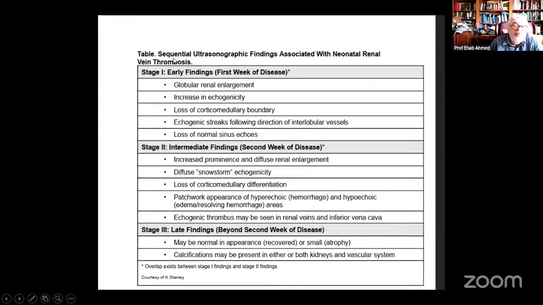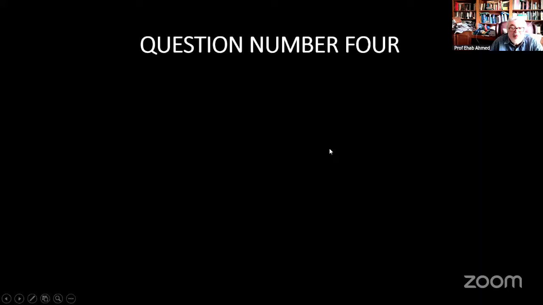These are sequential ultrasonographic findings associated with neonatal renal vein thrombosis. They divided into stage 1, stage 2, stage 3. And I know that you use the ultrasound for the lung problems, for the head. I don't know if you use it for the kidney or not, for the renal vein thrombosis. So I don't know if these stages are important for you or not, but I will send it to you at some point. I'm done with these questions.